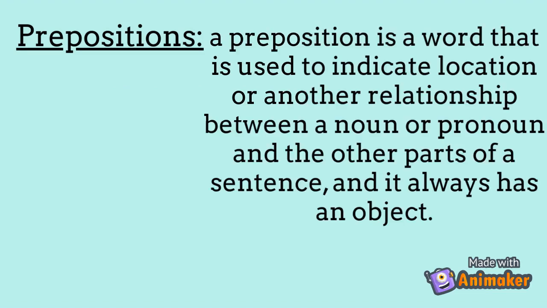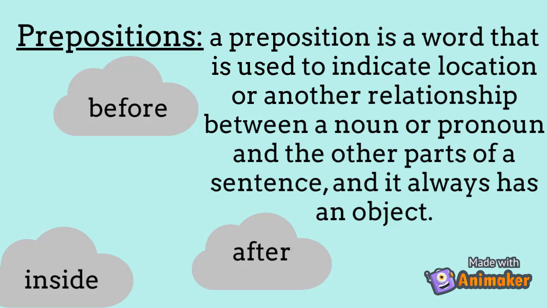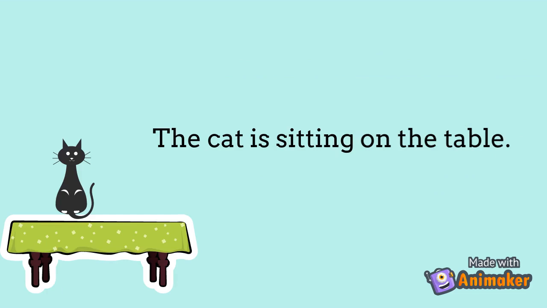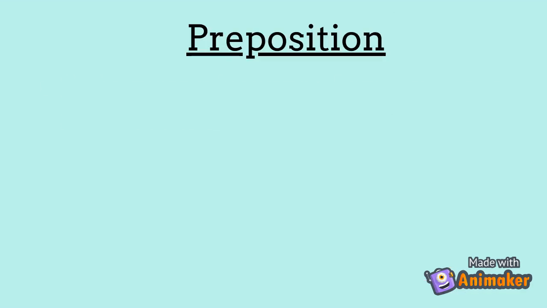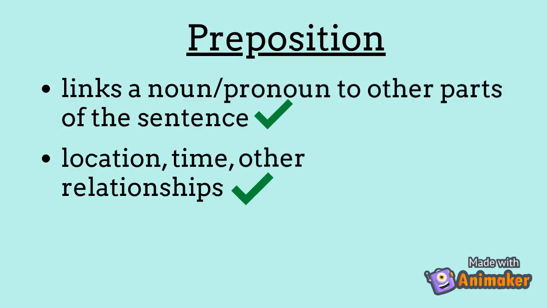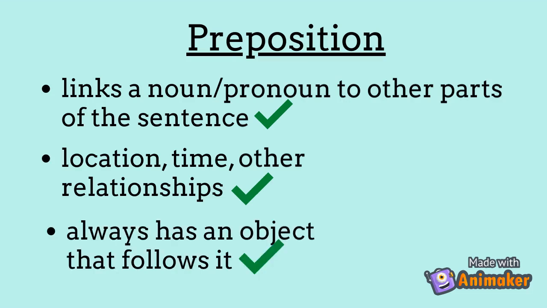Next, we have prepositions. Prepositions are words that indicate location or another relationship between a noun or pronoun and the other parts of a sentence. Prepositions always have objects. Words such as inside, after, and before are prepositions. Take a look at this sentence, the cat is sitting on the table. Here, the cat, which is the noun, is linked to the other parts of the sentence by the preposition on, and the object of this preposition is the table. So generally, a preposition links a noun or pronoun to the other parts of its sentence. It can indicate location or time or another relationship, and it always has an object.